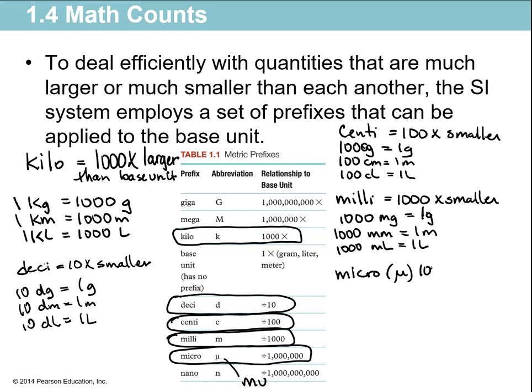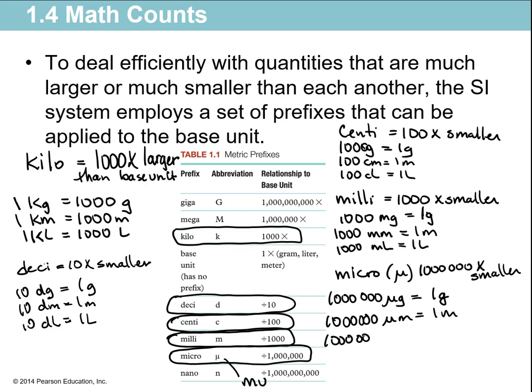And micro is 1,000,000 times smaller. And I always think of a microscope because when you look at things through the microscope, you can look at them at up to 1,000,000 times their normal size. So it will take, 1,000,000 is a 1 with 6 zeros. 1,000,000 micrograms makes 1 gram. 1,000,000 micrometers to make 1 meter. And 1,000,000 microliters to make 1 liter.